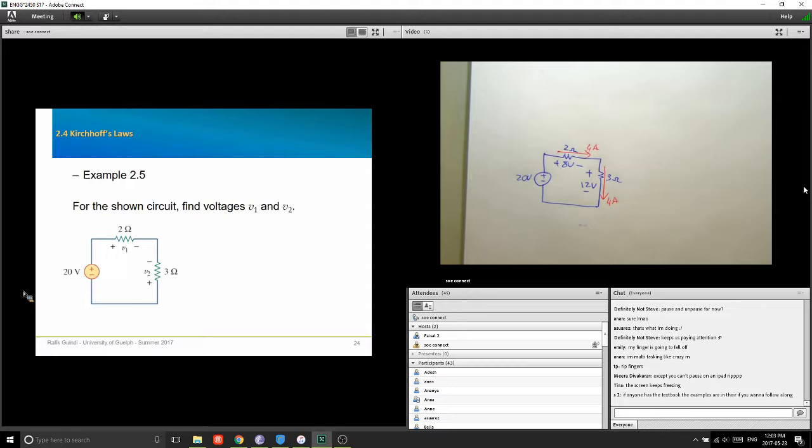But if you're working on a problem yourself and you're putting the polarity, it makes a lot more sense to assume plus minus V1 and then plus minus V2 from the start. Okay? Make sense?